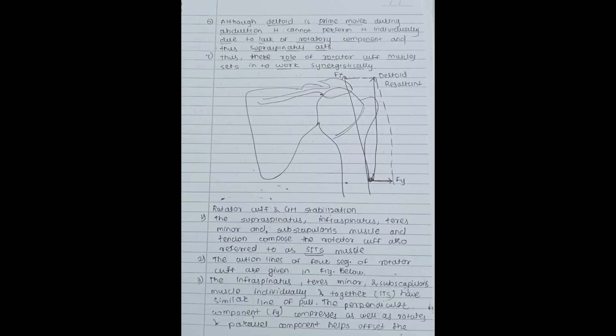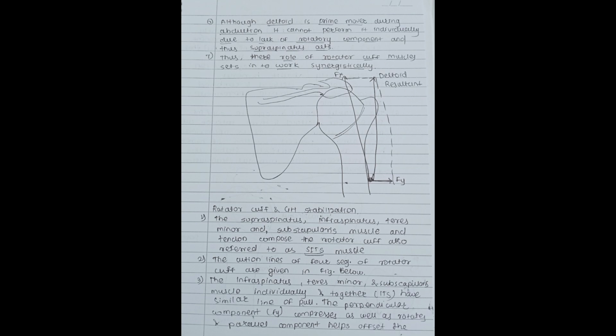Usually the force component parallel to the long bone has a stabilizing effect because the parallel component contributes to joint compression. But in this case, the parallel component Fx produces shear force rather than a stabilizing effect. Although the deltoid is a prime mover, during abduction it cannot perform it individually due to lack of a rotatory component. So that is why the supraspinatus acts. And then the rotator cuff muscles set in and work synergistically. Then this is the diagram of how the resultant force is created.